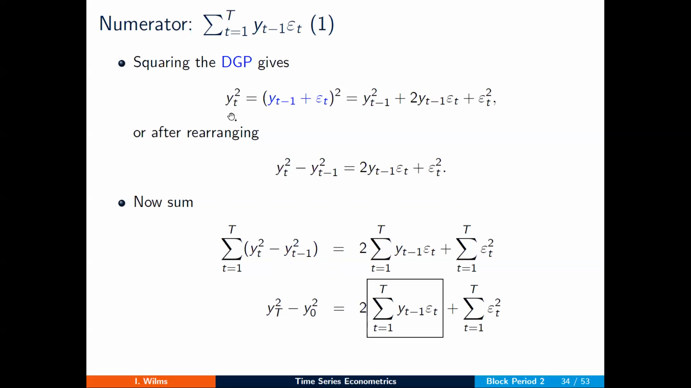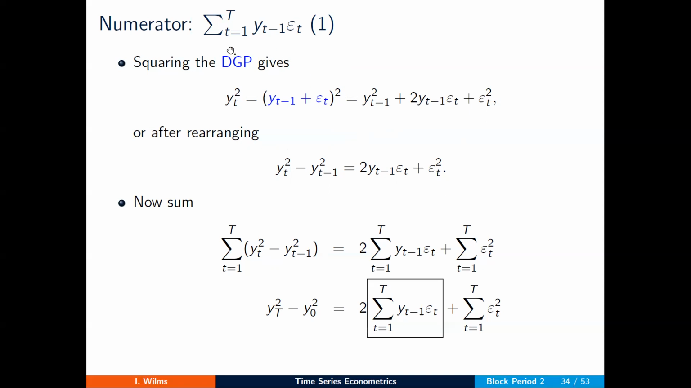So let us start from the DGP, which is nothing more than the sum of the lagged value of y and the error term. And if we now square the DGP, we see that if we expand the terms, the cross product of yt minus 1 and the error already pops up. Now, after simply bringing this squared term to the left-hand side, we arrive at this expression over here.